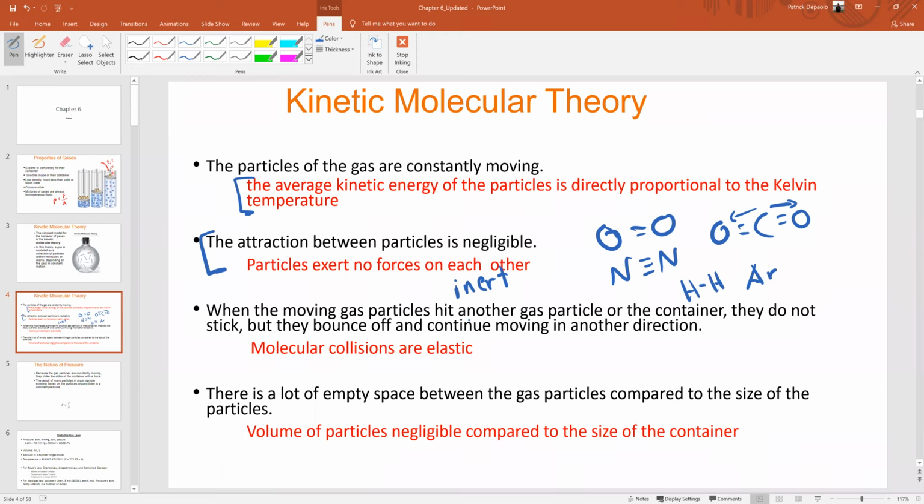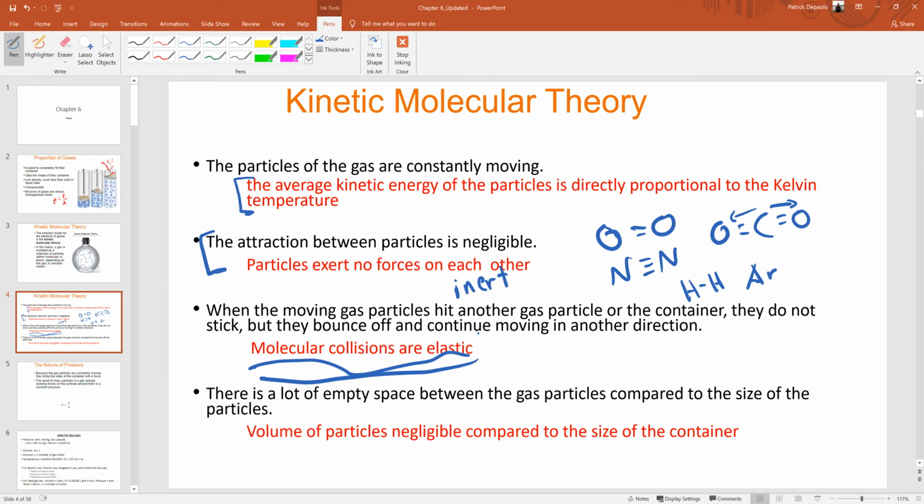When the moving gas particles hit another gas particle or the container, they do not stick, but they bounce off. In other words, the collisions are elastic. So elastic collisions is very important. Those of you who took physics, that word should ring a bell. There's formulas and stuff, but basically what it means is they bounce off with equal and opposite force and conserve momentum. So that kind of ties into the second one where they're inert.